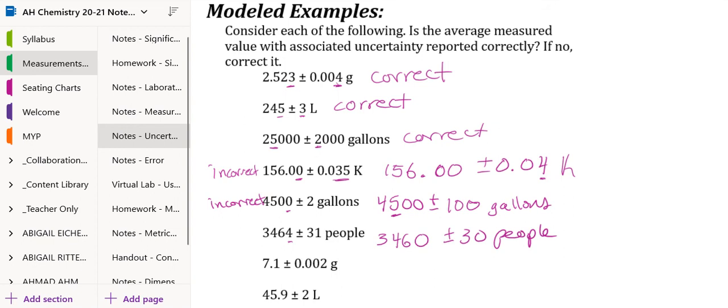Is my uncertainty one non-zero digit? Yes. Is it in the same place as my last significant digit? No. I can only measure to the tenths place. So I need to report my uncertainty there.